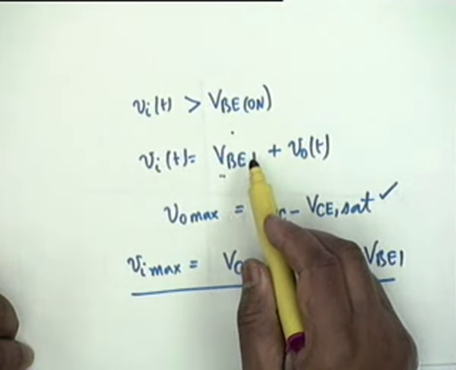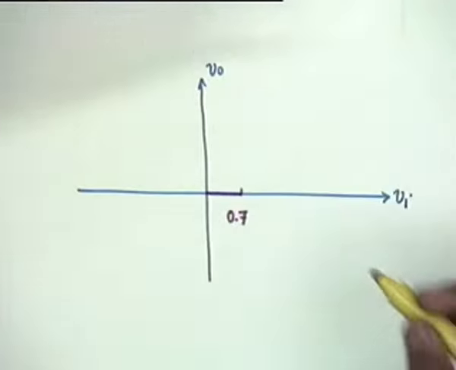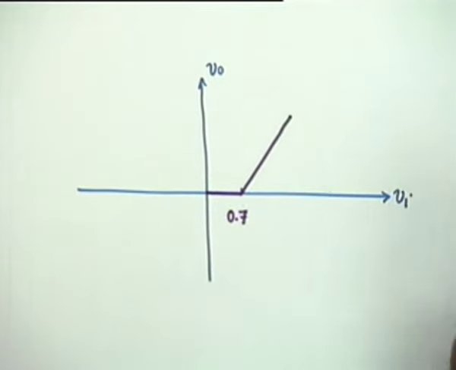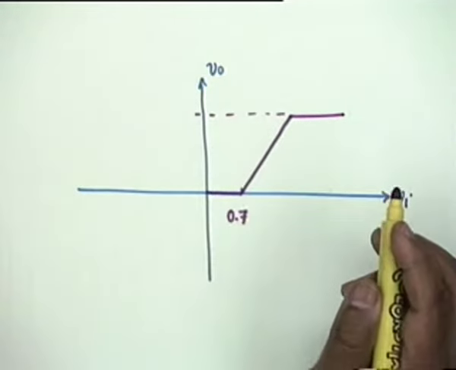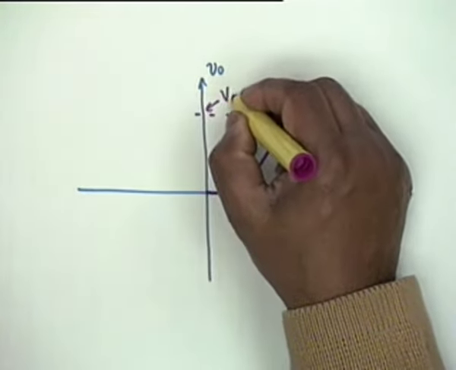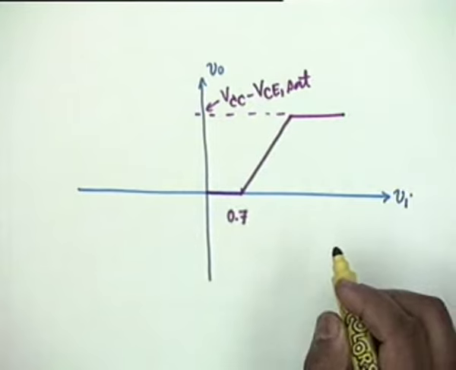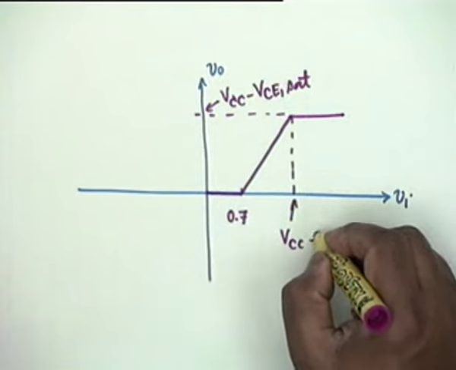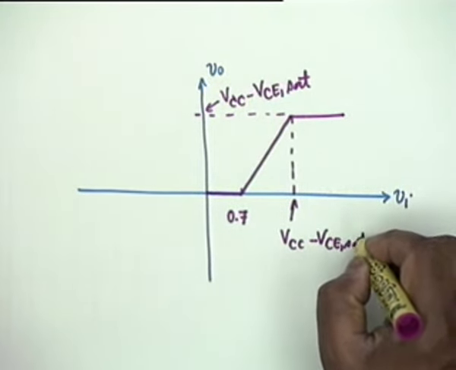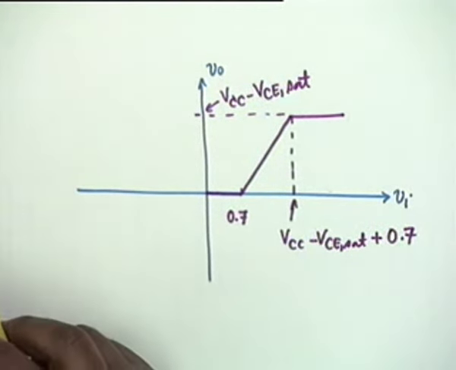VBE1 is a constant, therefore the slope of the V0 versus Vi curve shall be unity. Okay, therefore it rises like this. Now how long can it rise? The maximum obviously shall be reached here. This is VCC minus VCE set. And at what value is this reached? This is reached at VCC minus VCE set plus 0.7. I am taking the numerical value. Okay. Is the point clear?